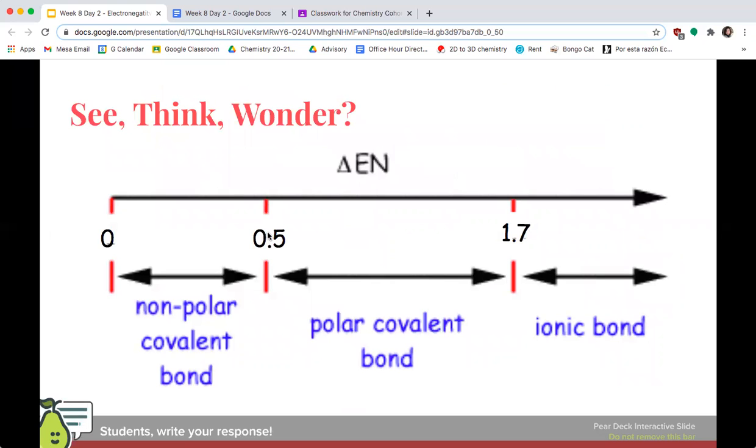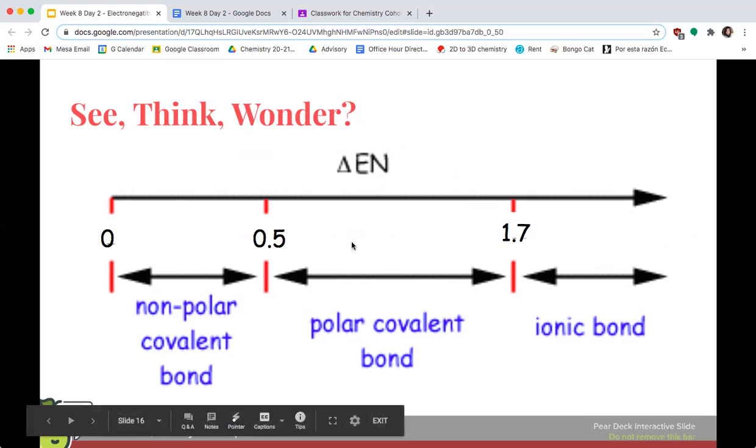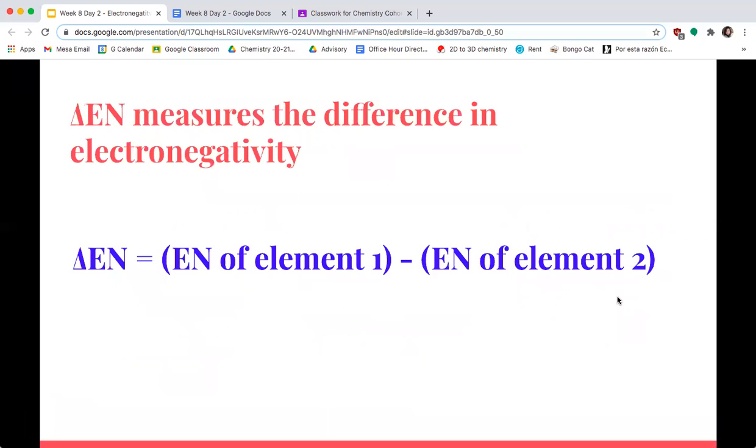Right here, we have a scale. If the difference in electronegativity, delta EN, is between 0 and 0.5, that is a nonpolar covalent bond. If it's between 0.5 and 1.7, we call that a polar covalent bond. If it's greater than 1.7, it's an ionic bond. And we'll get into some examples of that.